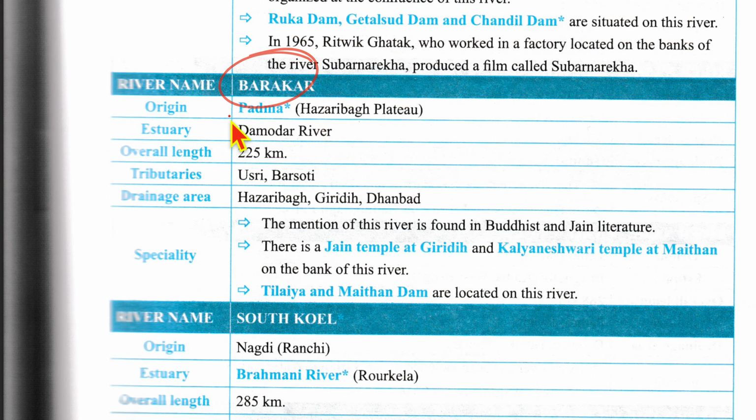Now, Barakar River, origin is in Padma, Hazaribagh Plateau. It forms a tributary of Damodar River. Overall length of Barakar River is approximately 25 kilometers. Its tributaries are Ursi and Barsoti. Drainage area is in Hazaribagh, Giridih and Dhanbad. The mention of this river is found in Buddhist and Jain literature. There is a Jain temple at Giridih and Kalineshwari temple at Maithan on the banks of this river. Tilaiya, Maithan Dam are located on this river.